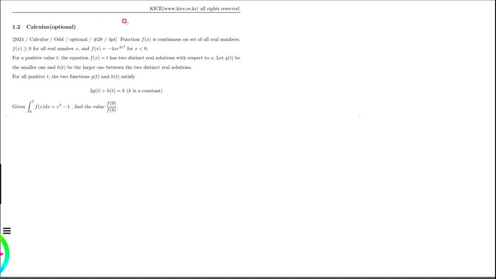Hello everyone. This time I want to review the calculus problem. This is an optional problem, the problem type is odd type, and the admission year of this KSAT test is 2024. KSAT means Korean Scholastic Aptitude Test, and its number is 28.